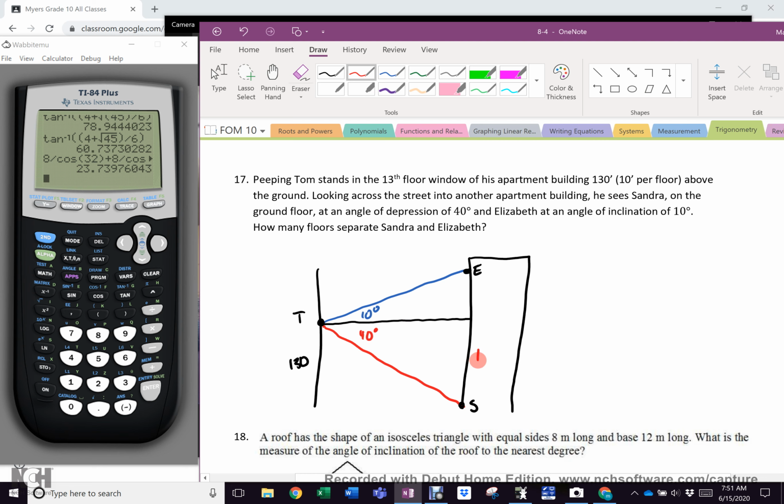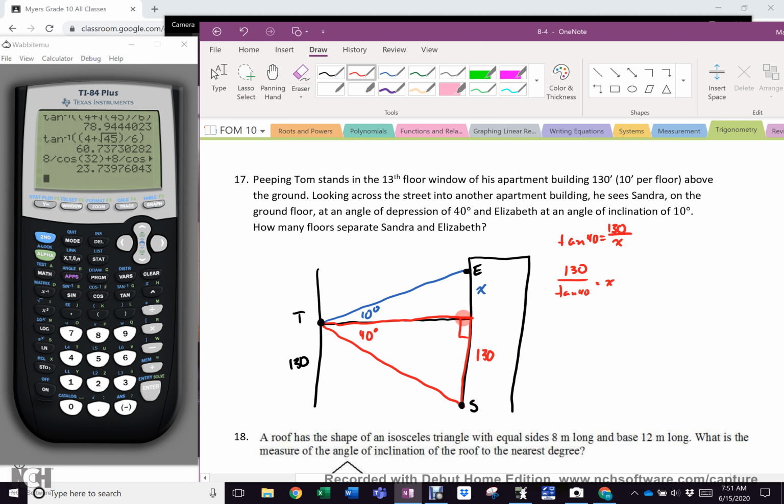Well, I know this is 130, right? Because it's going to be the same as over here. And the blue one, this is what I need. But you look in that blue triangle, I only know one part of it. But if I use trig, I can find this side from the red triangle. Then I can use it with the blue side. So tan of 40 equals opposite 130 over adjacent x. So 130 divided by tan 40 equals x.